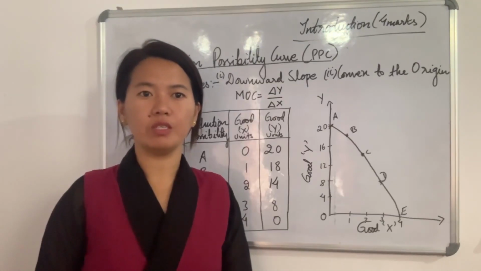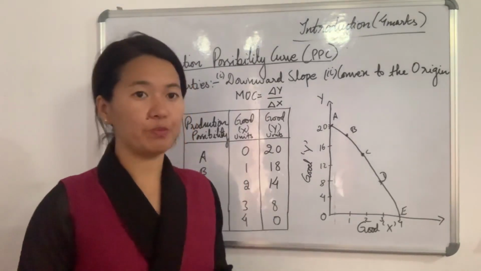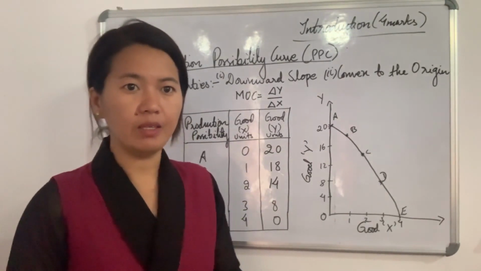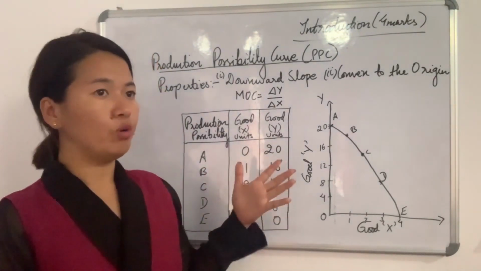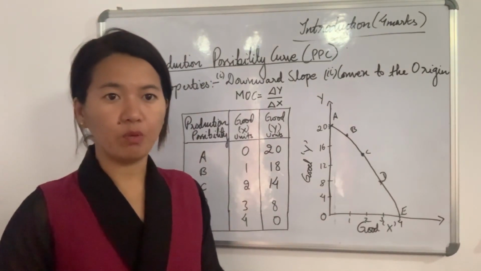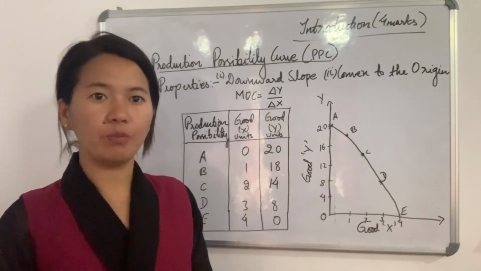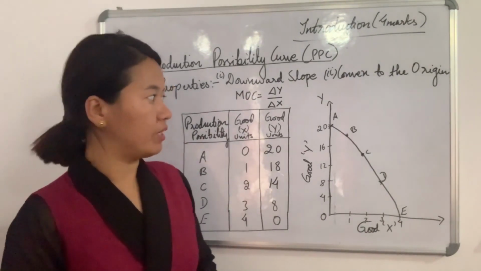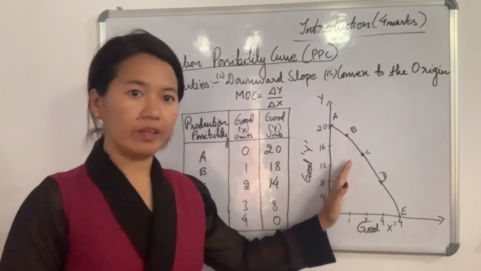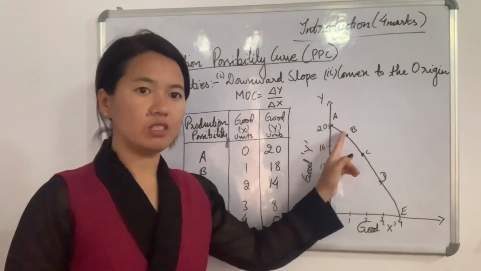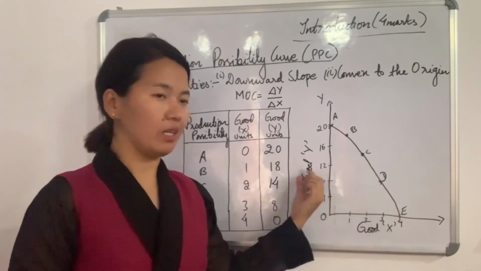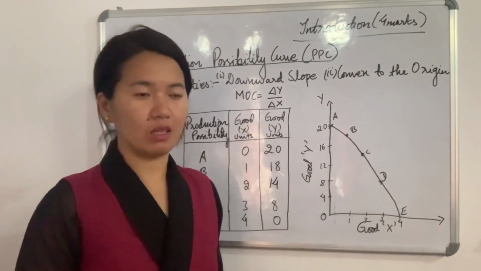The most important concept which we are going to learn is the production possibility curve. In short, it is called PPC. PPC refers to various combinations or various possibilities which a producer can produce given the resources and technology in an economy. For example, in this diagram, this curve is called PPC because the producer is able to produce good X and good Y given the resources and technology.